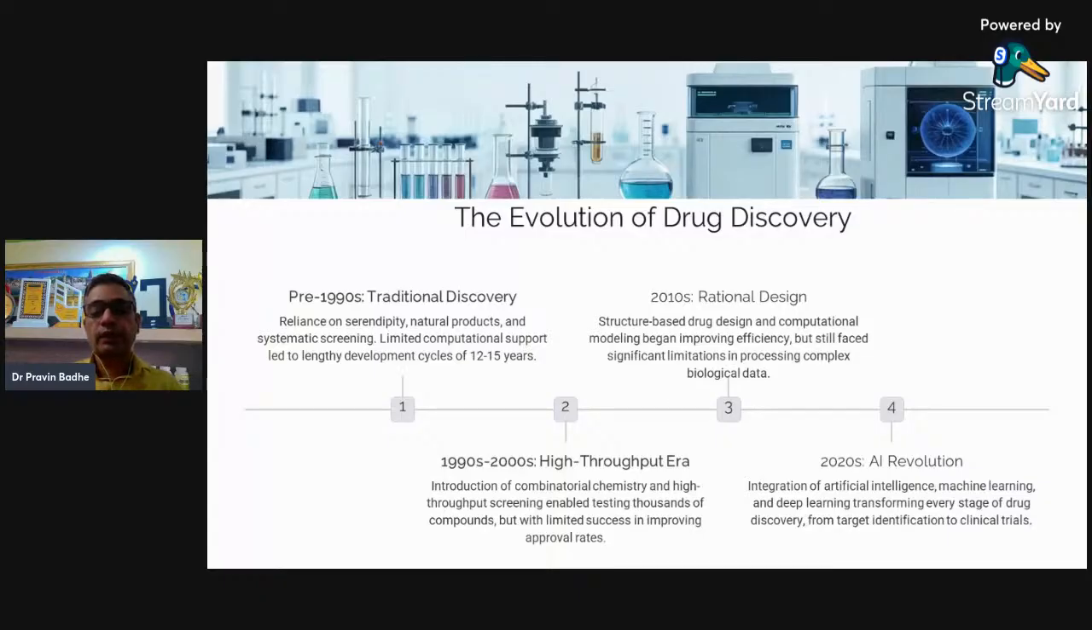So machine learning came into the picture. So when we look at the artificial intelligence, machine learning is part of the artificial intelligence, and deep learning is part of the machine learning. So at every stage of drug discovery now you can utilize the AI, that is the machine learning and deep learning models, into the drug discovery.